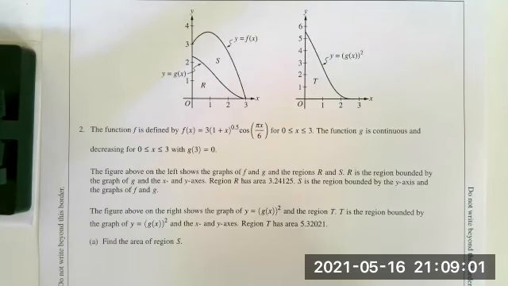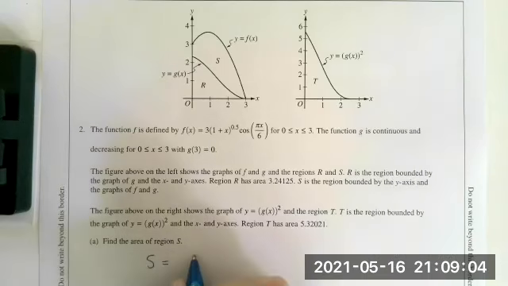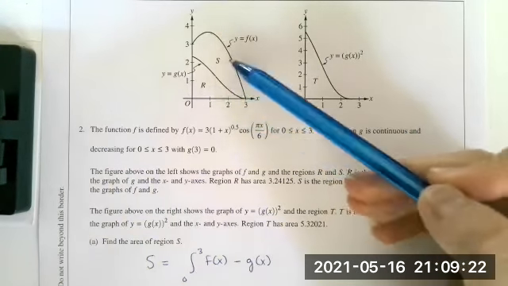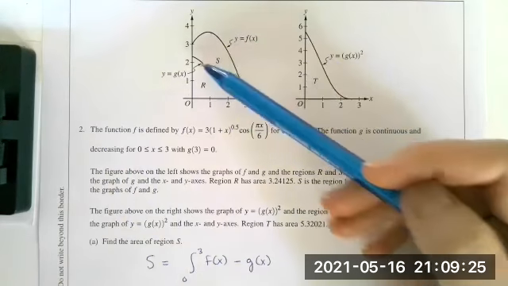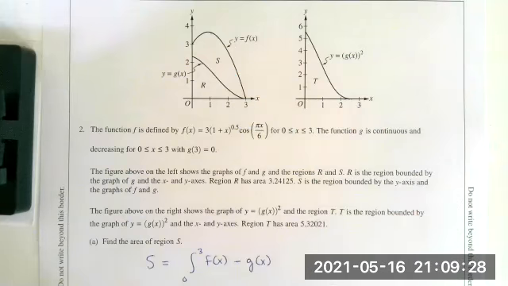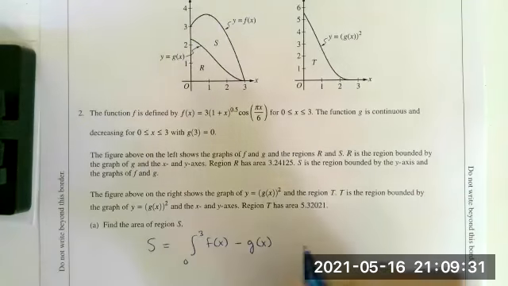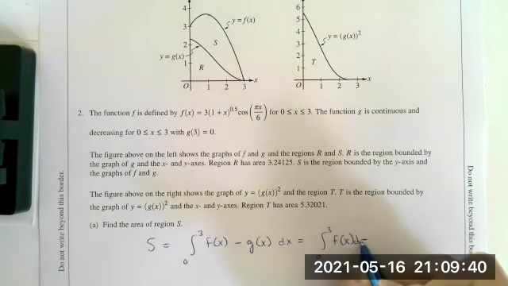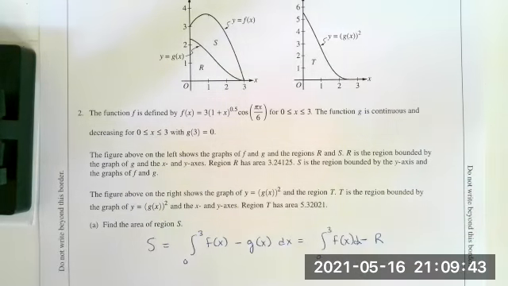Well, if we're asked to find the area of region S, that means we need to integrate from 0 to 3 of f of x minus, with the exact same bounds, 0 to 3, of g of x, because that would be the total area from f to the x-axis minus the area from g to the x-axis. Here's the fun thing, though. We can rewrite this as the integral from 0 to 3 of f of x dx, minus whatever the value is for that area of R.